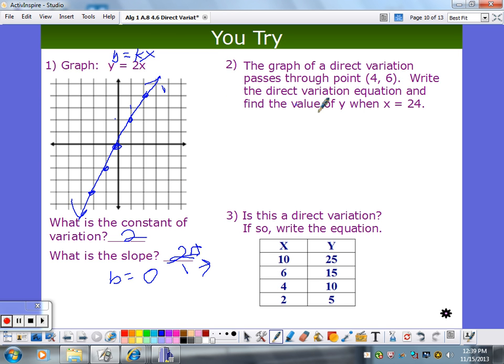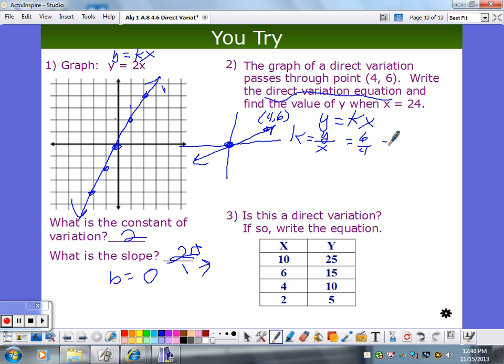I like this question. The graph of a direct variation passes through a point. Can you make this line? Because what's another point? 0, 0. And 4, 6 is over here someplace. So if we want to see what it looks like, sometimes that can help us. That's what we got. Can I write the equation that goes with this? Let's start with the first part. Write the direct variation equation. Well, I know it's going to look like this. Well, what's k? Yeah, why is k 6 over 4? K is y over x. 6 over 4, which is 3 over 2.